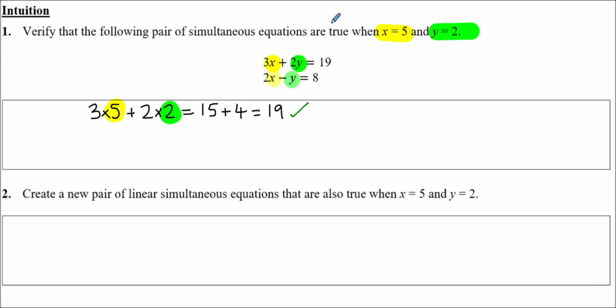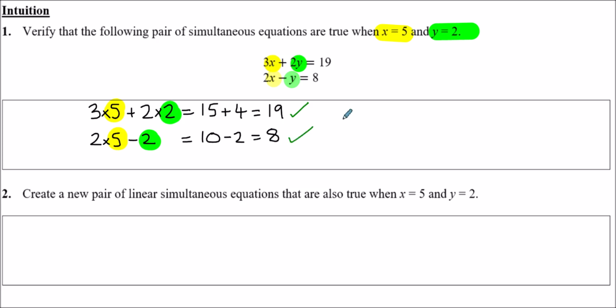But does x equals 5 and y equals 2 work for the bottom one? Well, the bottom one, 2x becomes 2 times 5, because x is 5, then minus y, so minus 2. What's that going to give us? Well, 2 times 5 gives us 10, then minus 2 from 10 does give us 8. And so again, this one works as we'd expect.